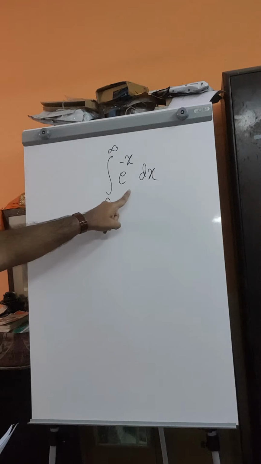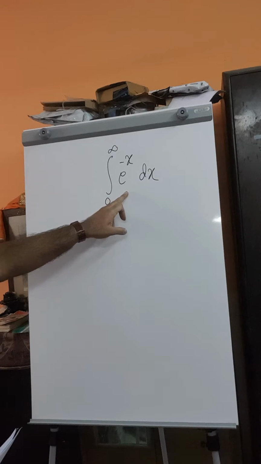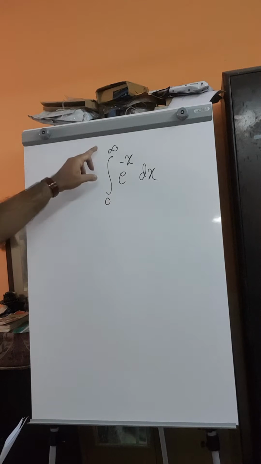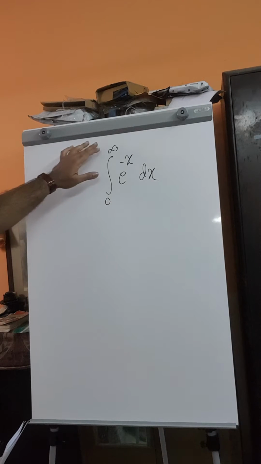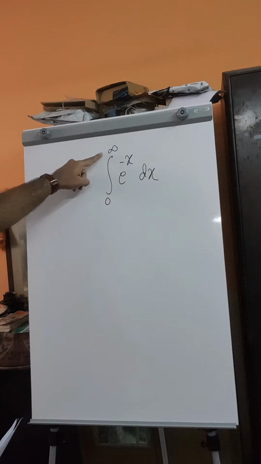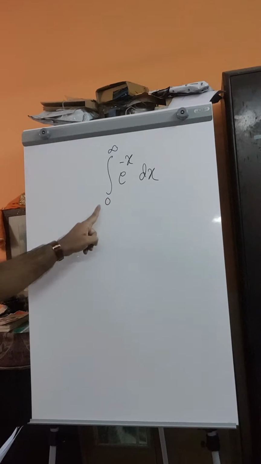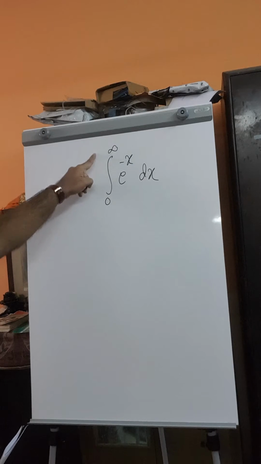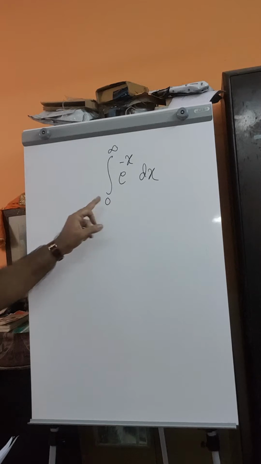We say that an improper integral is of type 1 when either the lower limit or the upper limit tends to minus infinity or plus infinity, or both can simultaneously tend to minus infinity or plus infinity. Here we see that the lower limit is finite, but the upper limit tends to plus infinity. So therefore, this is a type 1 improper integral whose range of integration is infinite. And this comes under case 1 as we discussed in my previous video.